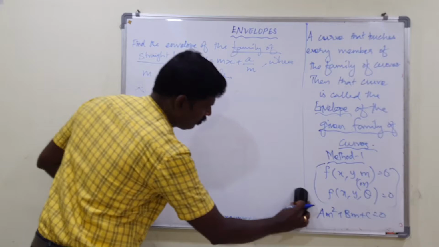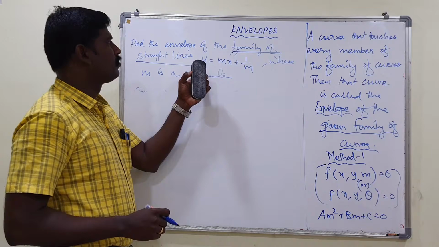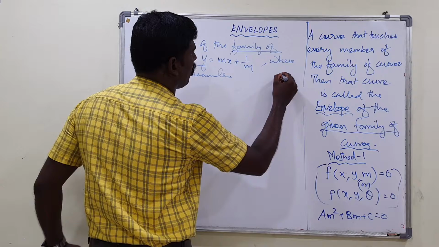The second one. y equal to mx plus 1 by m. Find the envelope of the family of straight lines y equal to mx plus 1 by m, where m is the parameter. What is the difference between the previous problem and this problem? Just a is replaced by 1. So proceed the same way. By taking a equal to 1, you can get the same result.